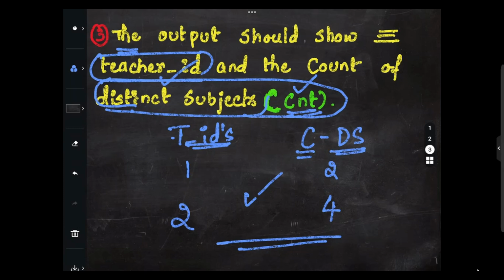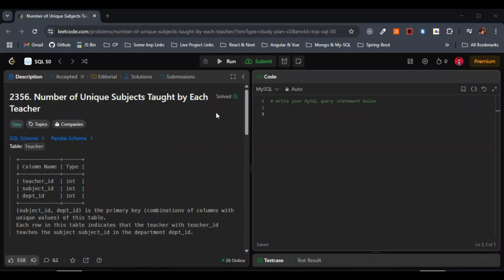Now let's start writing the query. The first step is we will select the teacher ID. I'll just go with the select keyword quickly. Let's copy this from the teacher's table. This is fine, teacher ID. And after selecting the teacher ID, we have to count the unique subjects that are taught by each teacher. That's what we discussed in the approach.